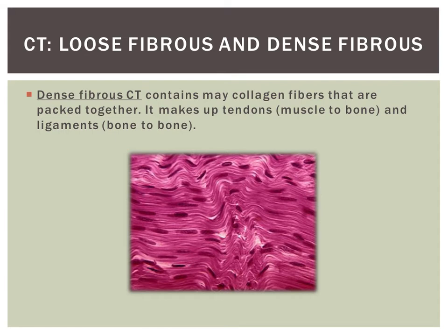Dense fibrous connective tissue, on the other hand, contains many collagen fibers that are packed closely together. And this makes up a tendon, for example, which is connective tissue that connects muscle to bone. And it also forms ligaments, which is connective tissue that will connect bones to bones. So if you are looking at dense fibrous connective tissue in a lab, it may be labeled simply tendon. So just be aware of that.